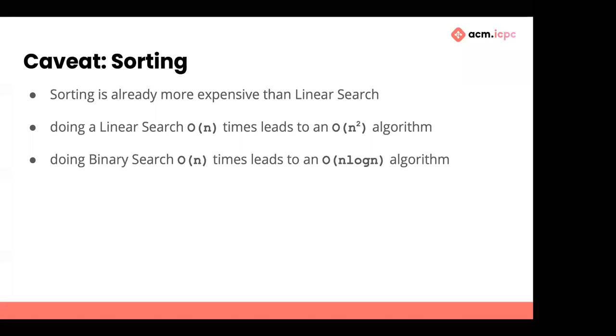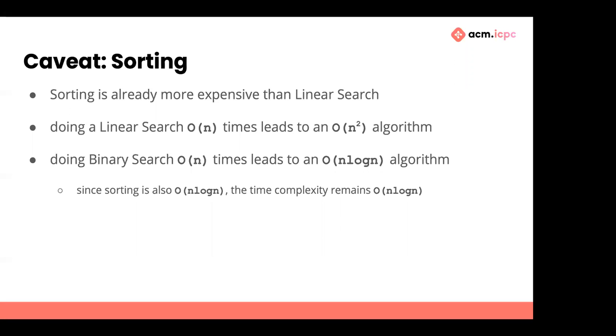If you do not know, we could probably talk about this after the presentation, but O of n log n is actually much better than O of n squared. And since sorting is also O of n log n, sorting does not add any complexity to O of n log n, so it ends up being more efficient. If you're going to sort and do binary search multiple times, it's much better than linear searching.